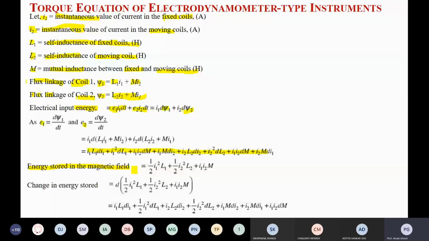So finally, the change of energy stored: you can take the derivative of the entire term. So it is I1 L1 dI1 plus half I1 square dL1 plus I2 L2 dI2 plus half I2 square dL2 plus I1 M dI2 plus I2 M dI1 plus I1 I2 dM. So you can compare both the cases. The first one is the electrical energy input.